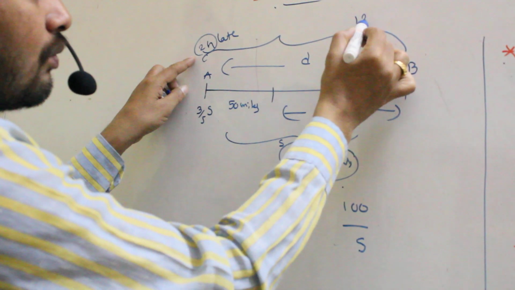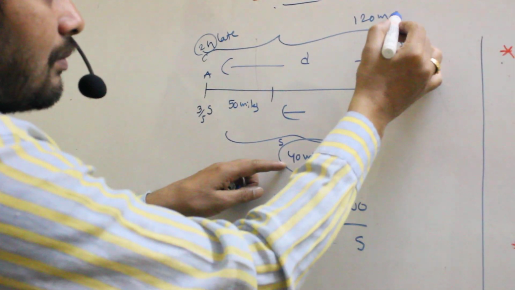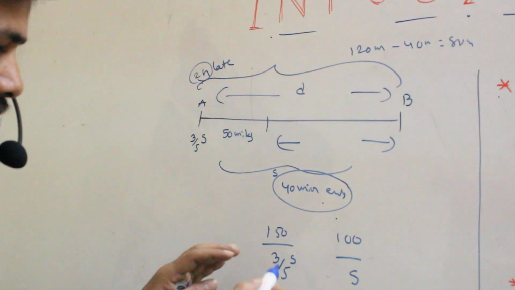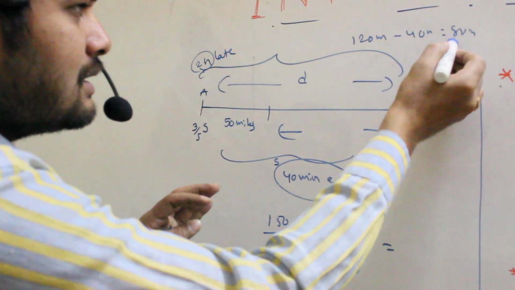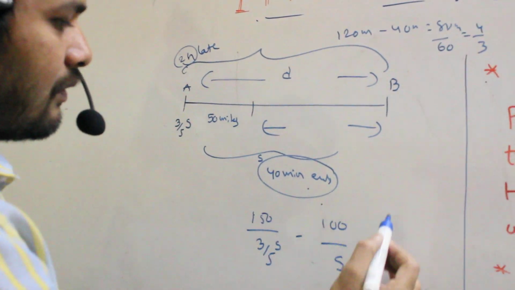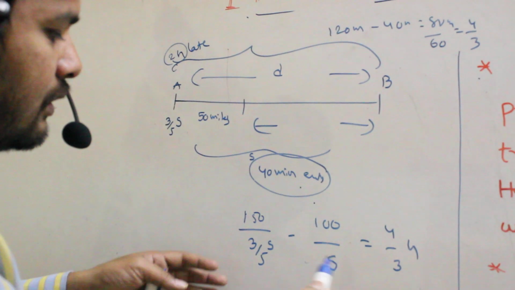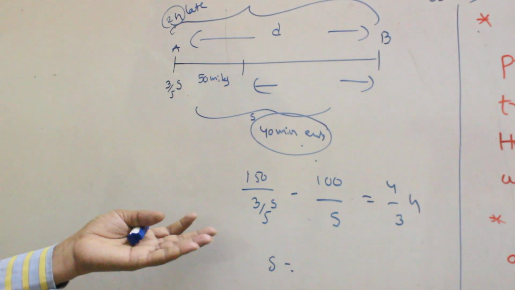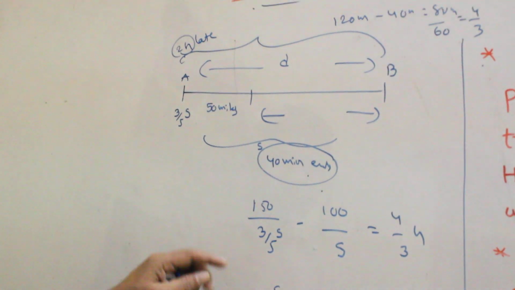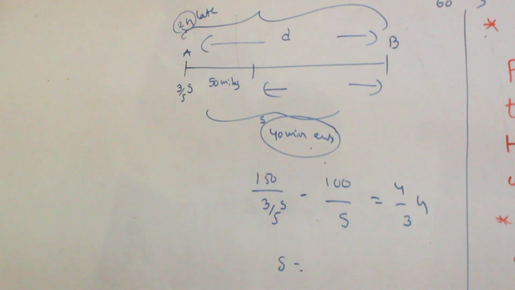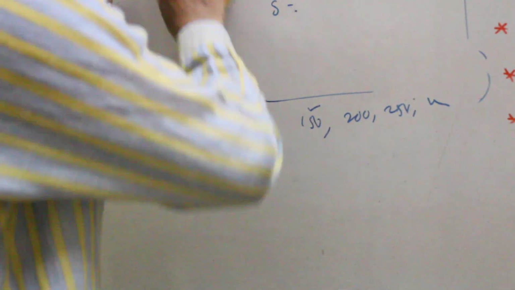2 hours means 120 minutes minus 40 minutes, that equals 80 minutes is the difference. 80 minutes converted into hours equals 4/3 hours. You find the value of S, substitute this one, you get the same value. That is the alternative method. Choose and pick up the options. Next, coming to the second question.